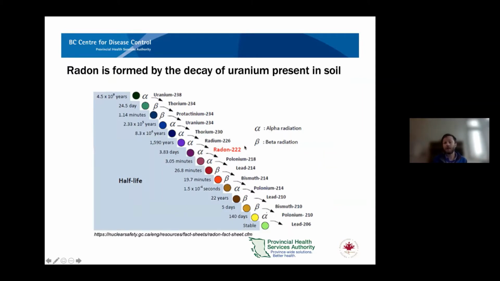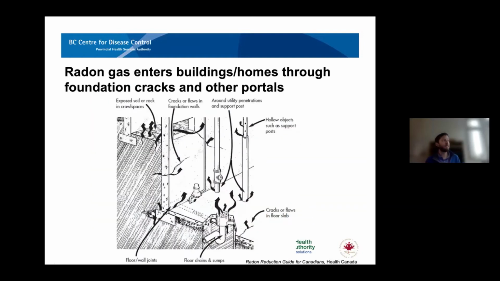A key thing about it is that it's a gas. Most of these other products are solid particles that may make their way into the food supply and water sources in minimal amounts, but the key about radon is that it's a gas as it decays. Because it's being released into the bedrock and the soil, it can enter our homes. You can see in this picture from Health Canada that all these black arrows are portals that radon can enter through, whether it's cracks in the foundation, gaps around pipes, even through pipes themselves. There are many ways for radon to enter buildings and our homes.